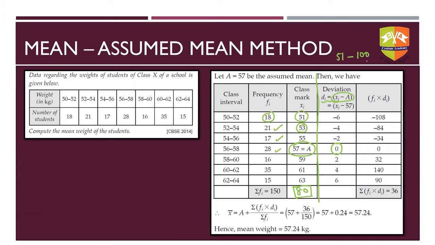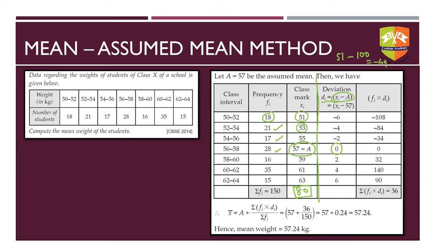So 51 minus 100 is minus 49. So it's as good or as bad as the previous number. Hence you are not going to get any benefit. So what do we do? We take somewhere a middle value and assume it to be the mean.